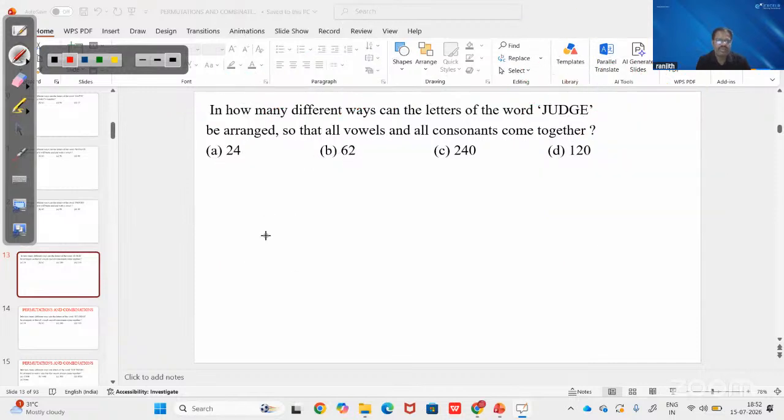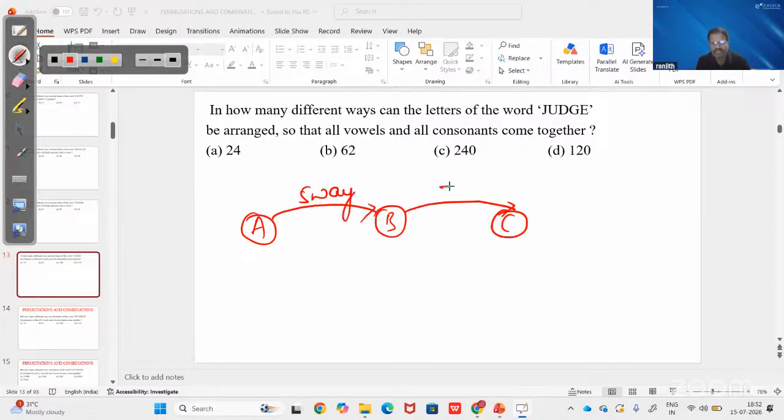Again, a person is traveling from A to C via B. From A to B, he can travel in 5 ways. From B to C, he can travel in 7 ways. In how many ways can a person travel from A to C? We need to choose either 5 plus 7 or 5 into 7.